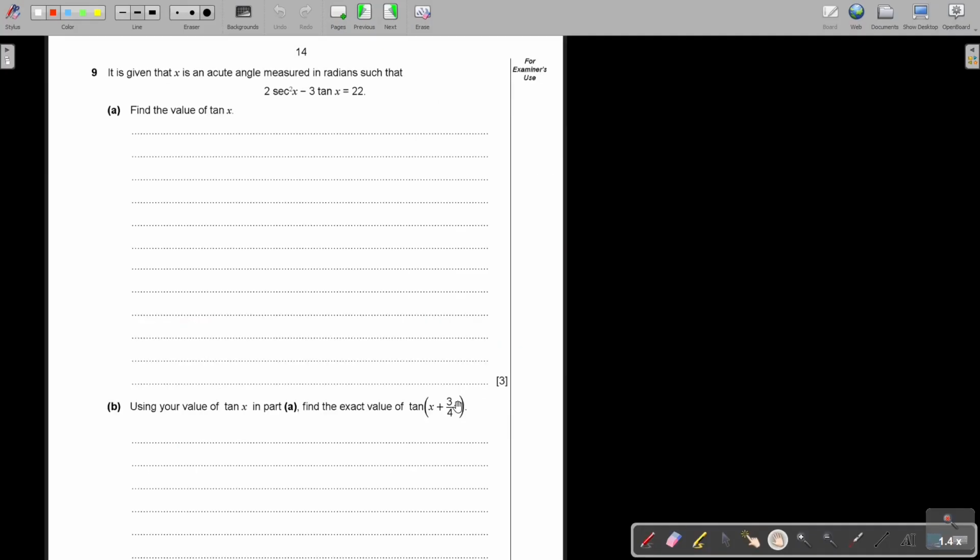Question number 9. It is given that x is an acute angle, measured in radians, such that 2 sec squared x minus 3 tan x equals 22. Find the value of tan x, not x, tan x. Okay, so where will we find this?